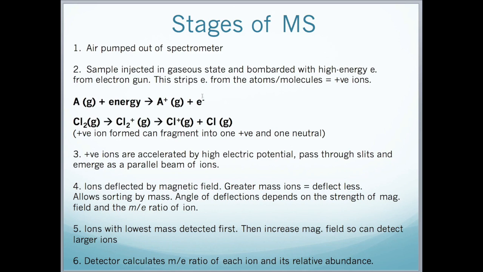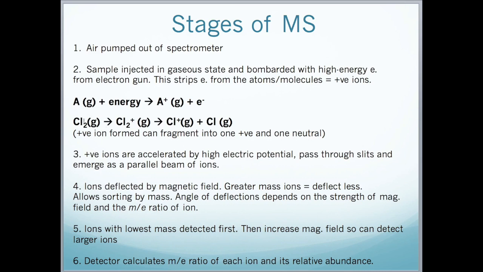an equation to represent when the gaseous sample is stripped of electrons to form positive ions. The general formula is that we have a sample A, which is in the gaseous state, plus energy, which are the electrons from the electron gun, and we produce A+, again gaseous, plus an electron. And here's an example with chlorine.